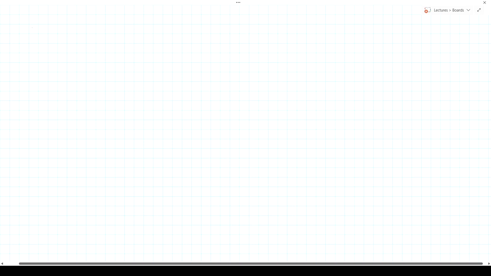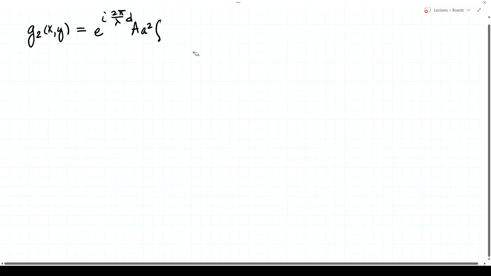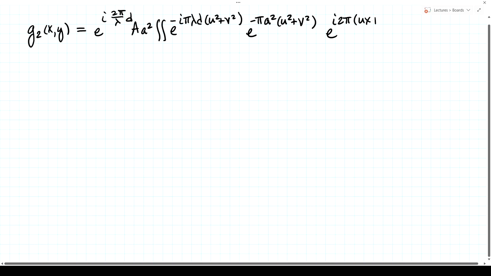So therefore, the output field g2 of x and y would be, pulling out all factors that don't depend on the spatial frequencies u and v, e to the i 2 pi over lambda d, big A, little a squared, and then an inverse Fourier transform of the angular spectrum of g2, which would be, here's our transfer function, e to the minus i pi lambda d (u squared plus v squared), the angular spectrum of the input, e to the minus pi a squared (u squared plus v squared), and then the inverse Fourier transform factor, e to the i 2 pi (ux plus vy), du dv. So that would be our output field.